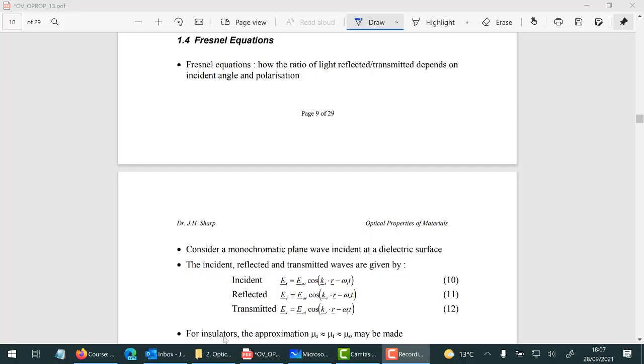This section on Fresnel equations is the way in which we calculate how much of the light gets reflected at any particular surface, going from, for example, air into glass: how much gets reflected at the surface and how much gets transmitted at the surface.